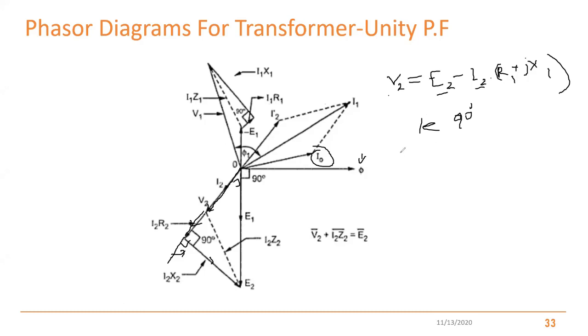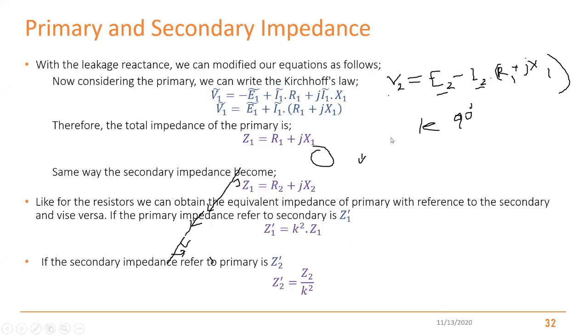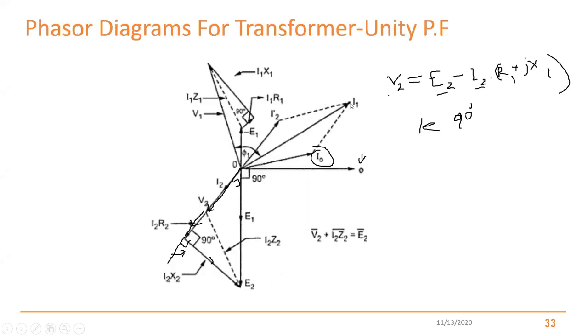So then again like earlier, if you go for the earlier side, this is the equation for the primary. So that is V1 should be equal to minus E1 plus I1 R1 plus jI1 X1. Okay, so what I have to do is get the minus of E1. So E1 is in this direction, therefore minus E1 should be in this direction.